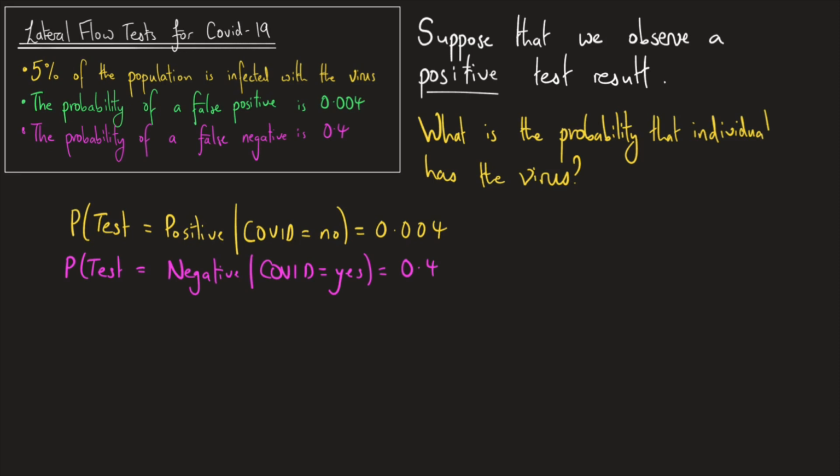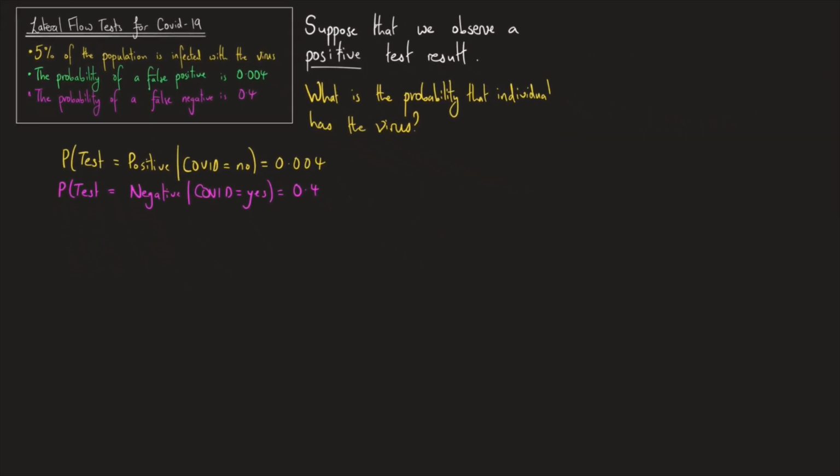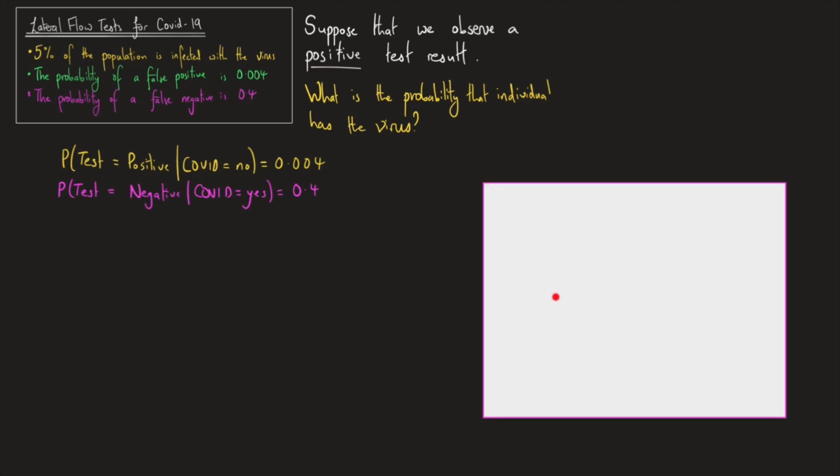Now this might be easier to interpret visually. So let's try and represent the population and the results of COVID tests. Now this rectangle is going to represent the entire population, and some of those individuals have COVID and some of them don't. So let's split this population up into the individuals who have COVID and the individuals who don't, and let's have the yellow area representing those who have COVID and the green area represent those who do not. Now obviously this isn't drawn to scale.